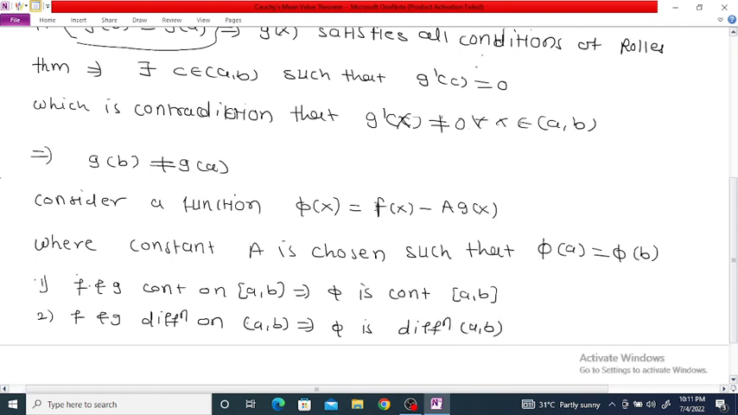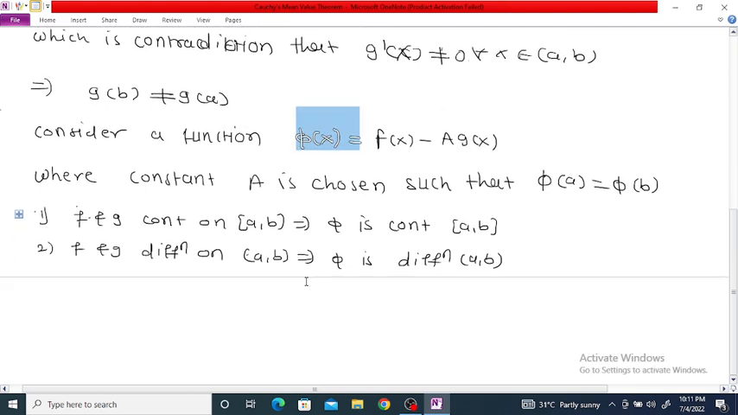Now f is differentiable means f dash exists, g is differentiable means g dash exists, for every x belongs to (a, b). This implies phi of x is also differentiable, so the derivative of phi of x also exists. Number 3, phi of a is equal to phi of b. So this function phi of x satisfies all the conditions of Rolle's theorem.